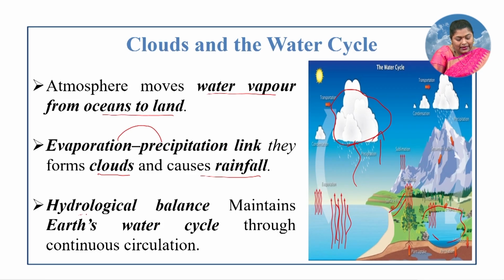Hydrological balance is maintained because of this water cycle. Because of this water cycle, there is a loss of water in the earth surface, as well as a gain due to the precipitation. Evaporation is the process which leads to the loss of water in the earth surface, and in turn precipitation is the process which leads to the gain of water in the earth surface.